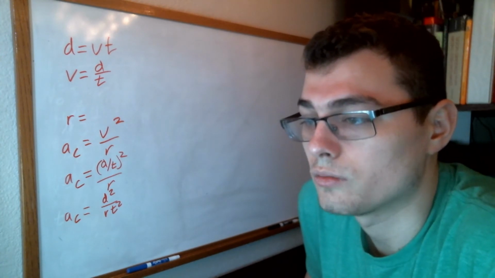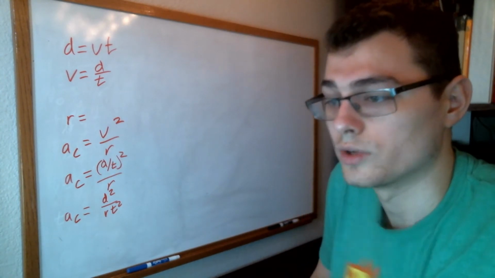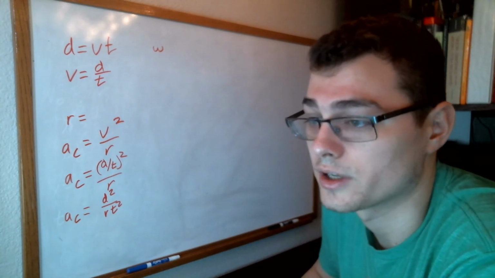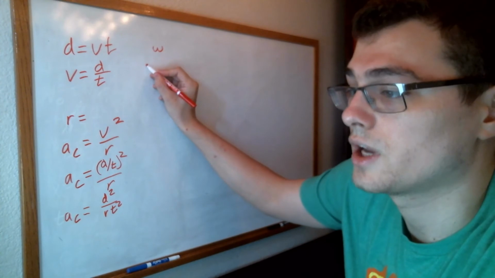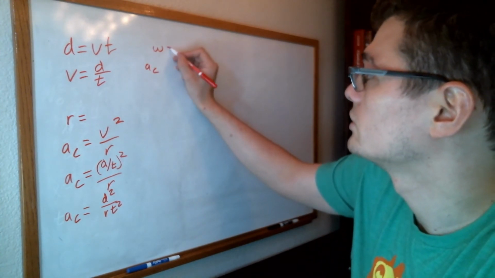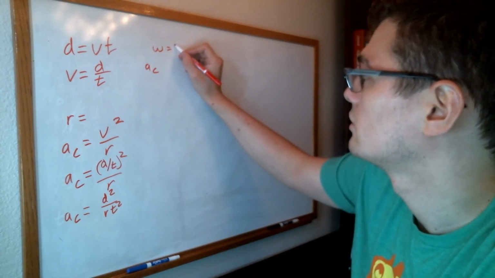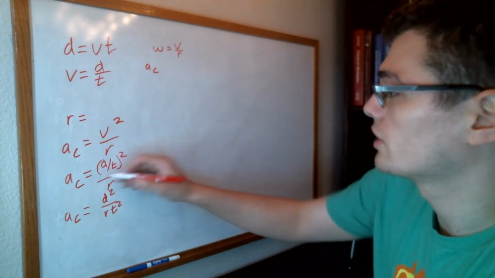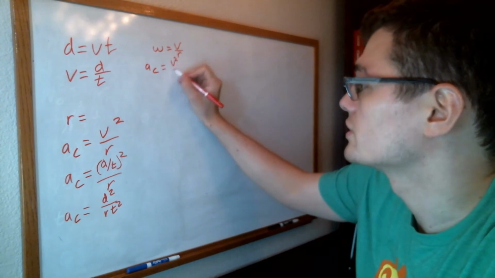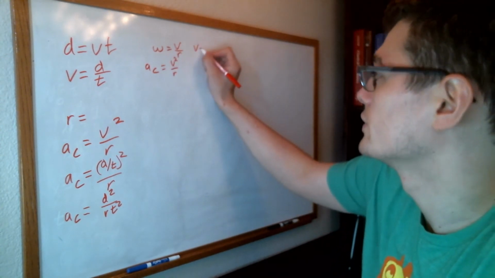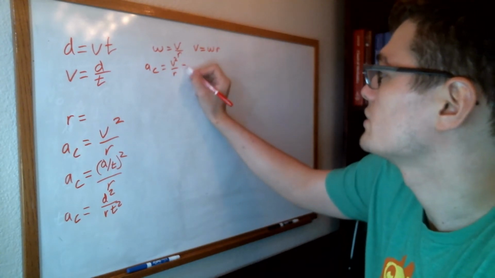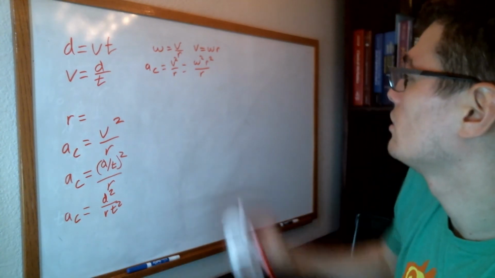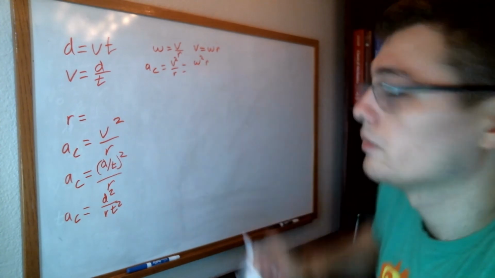So first, we have the angular velocity, which we're going to denote as omega, the lowercase omega. We have a property that omega is equal to V divided by R. In our AC formula, we have V squared over R, so we need to solve this for V. V is equal to omega R. Then we plug that in and get omega squared R squared over R. The bottom R cancels with the square here, and you get omega squared R.